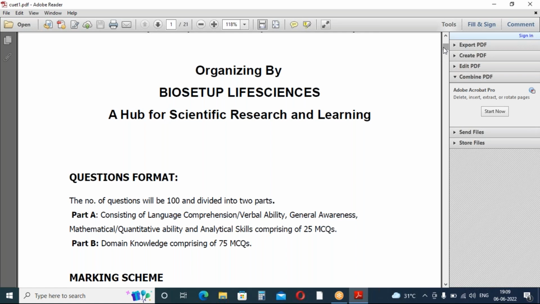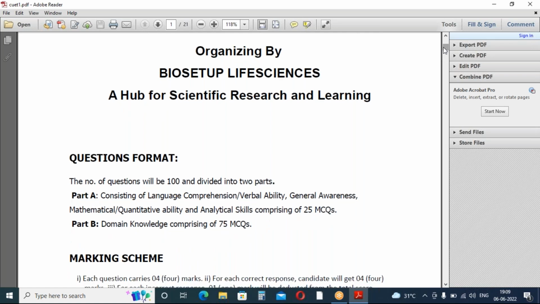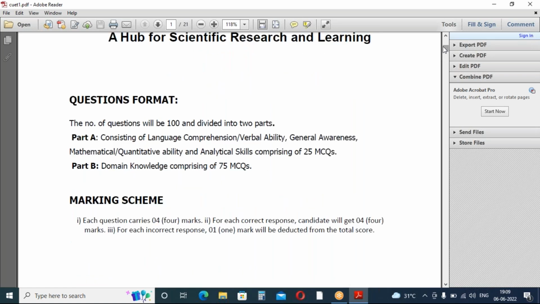And what is the marking scheme of the examination? Each question carries 4 marks. For each correct response you will get 4 marks, whereas for an incorrect one you will lose 1 mark. This is the main marking scheme of the examination.